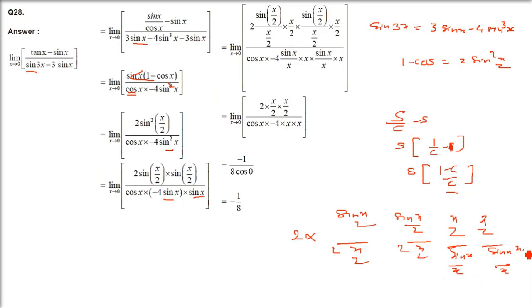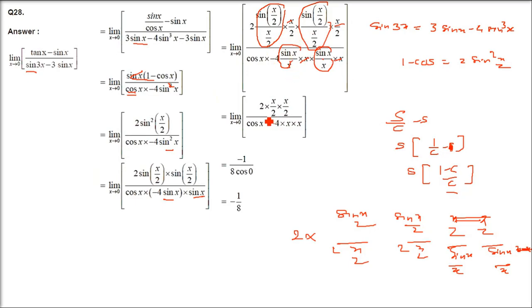So sin x by x, this also you can do like this. You don't have to have an x in the numerator. Sin x by x, sin x by x, this is going to be 1. This x, this x, this x, this x gets cancelled, right? And sin x by 2 and x by 2, this is going to be 1. Again sin x by 2 and x by 2 is going to be 1. Both terms are going to be 1.